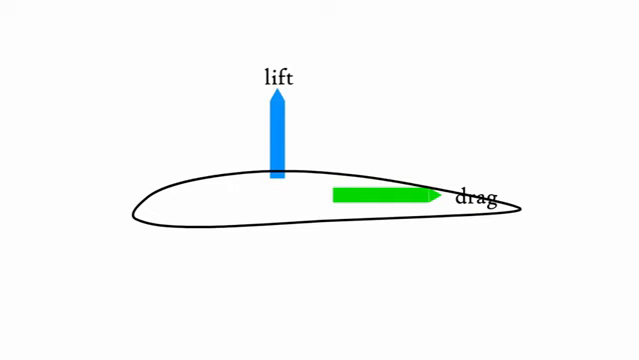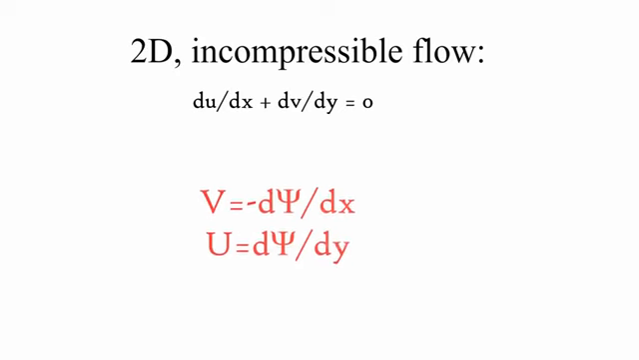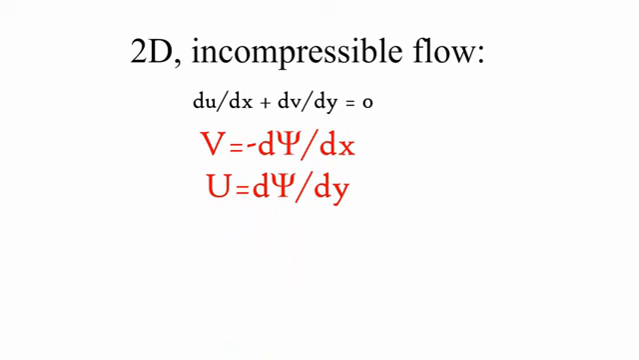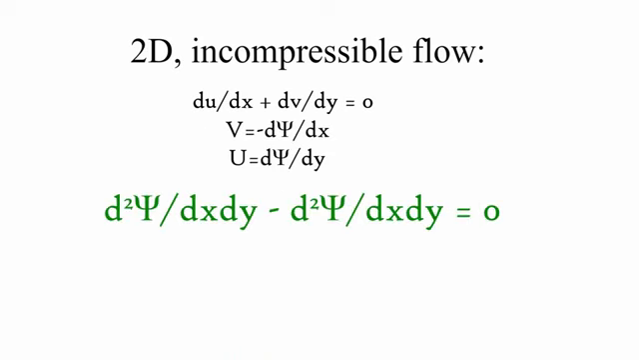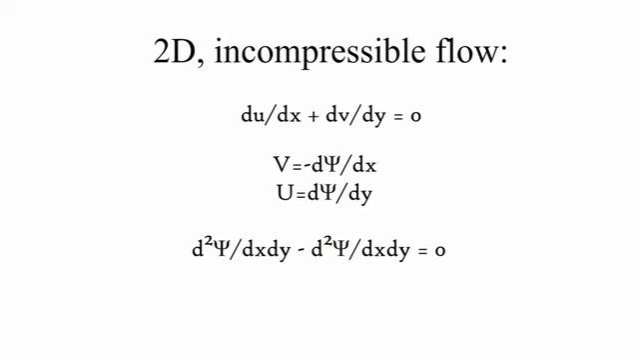Luckily, we have another equation that we can use besides the momentum equation, known as the continuity equation. The continuity equation for 2D incompressible flow is simplified to du dx plus dv dy equals 0. Also, because it is 2D and incompressible, we can use the stream function psi. The stream function is related to v and u as shown, where v is negative d psi dx and u is d psi dy. Plugging these into continuity, we see that the terms cancel each other out, which validates the usage of psi for 2D incompressible flow.